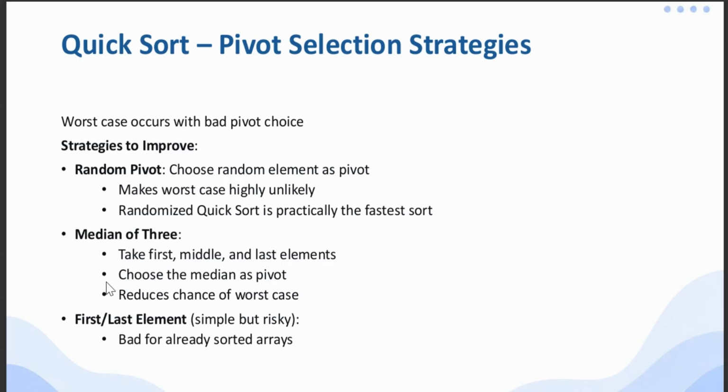And if we choose the middle element, like if we take the first, middle and last elements, and you choose the median as a pivot, it also reduces the chance of the worst case, right? And also we discussed the first and last element. So if the whole array is already sorted, it is bad for time complexity, and this is easy to understand.